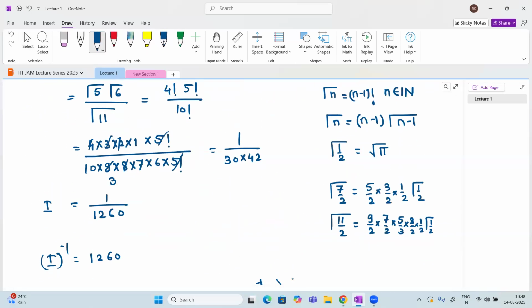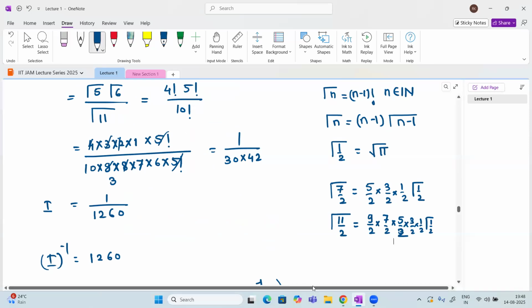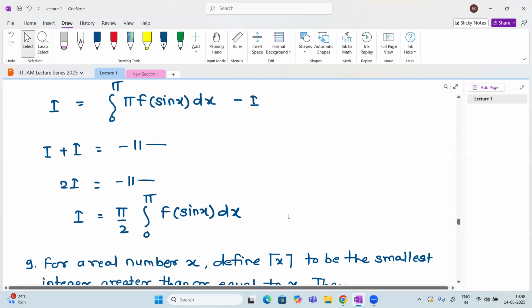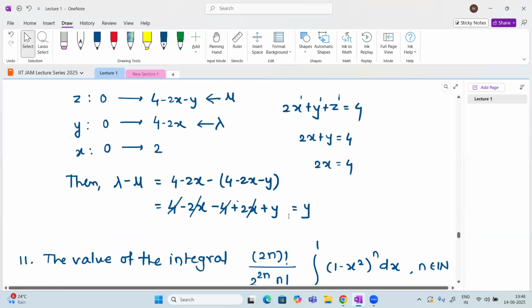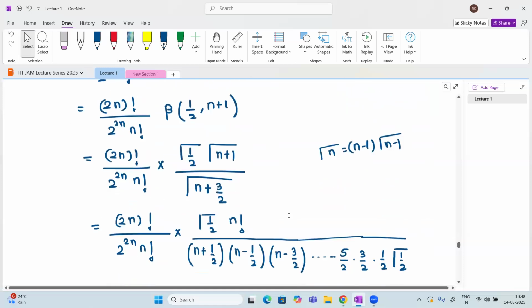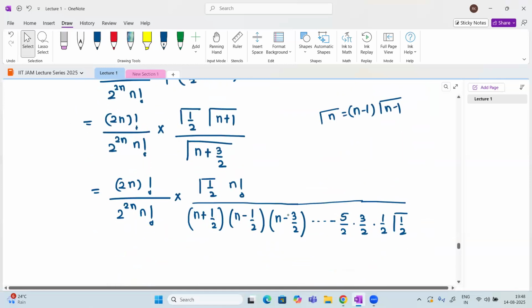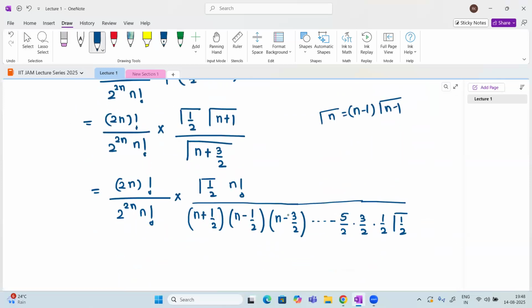When you have gamma 11 by 2, what you do? 9 by 2, 7 by 2, 5 by 2, 3 by 2, and so on. The same thing I'm doing, but in this problem we don't know the value of n. This is the only difference, and I actually am doing the same thing. So can we cancel anything? Gamma 1 by 2, gamma 1 by 2, and n factorial, n factorial.